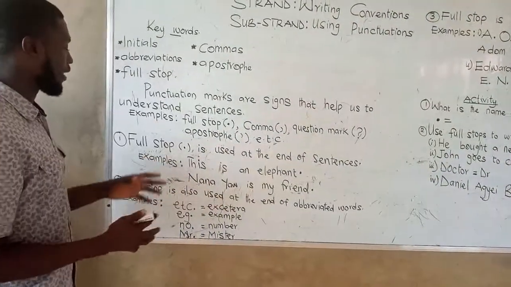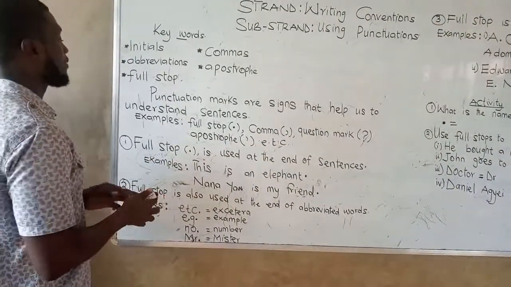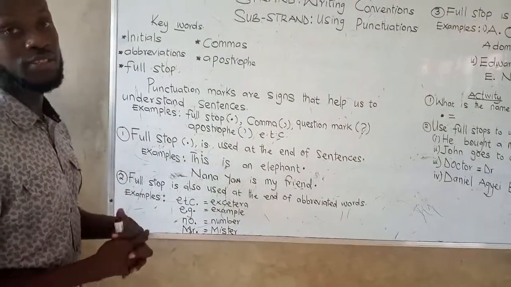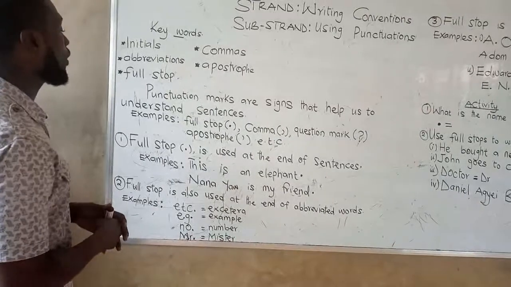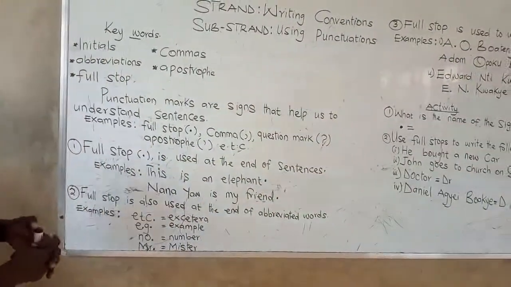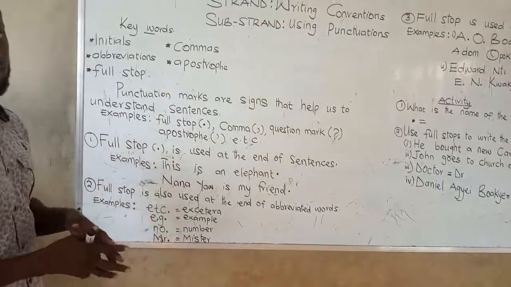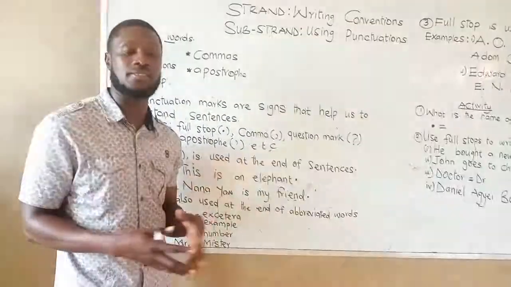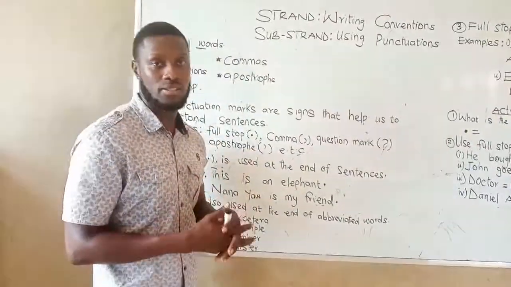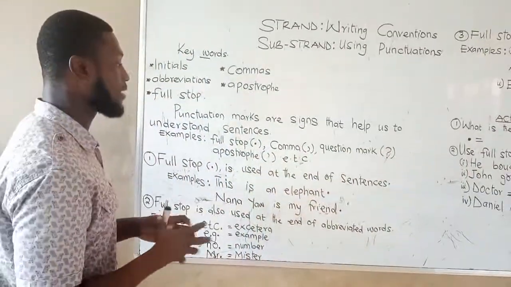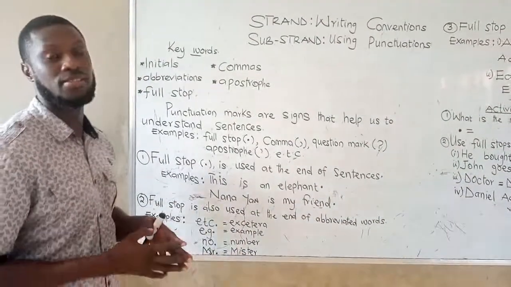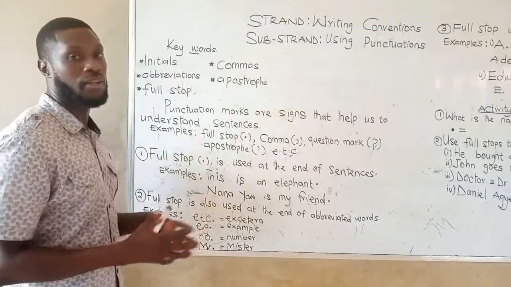Before we move on to look at the signs, let's look at what punctuations are. Punctuation marks are signs that help us to understand sentences, meaning that when they are used in sentences, it brings some level of clarity. It makes the sentences well understood.